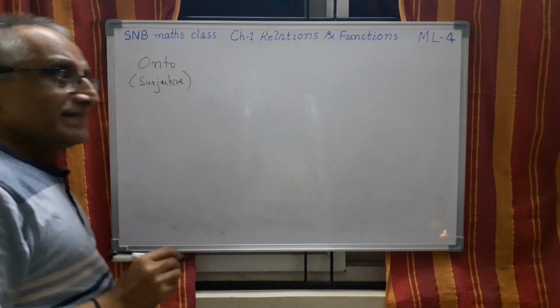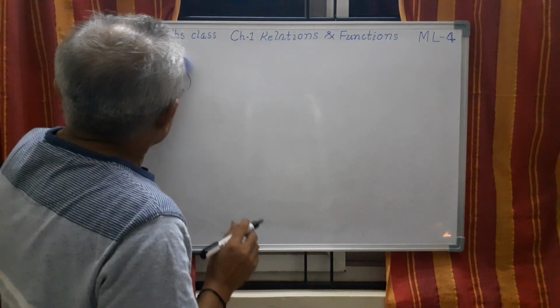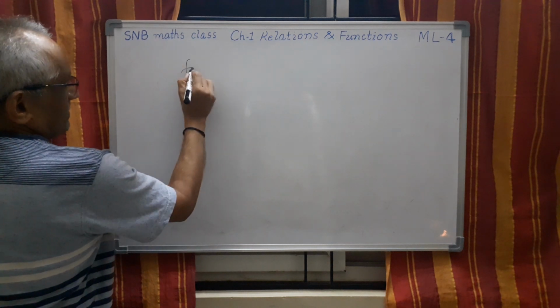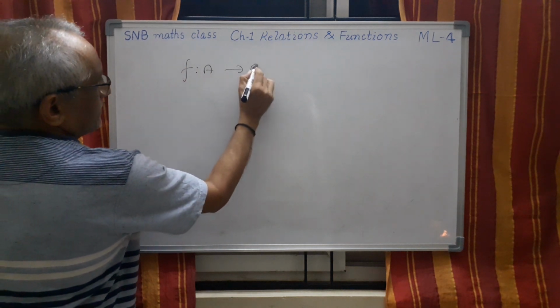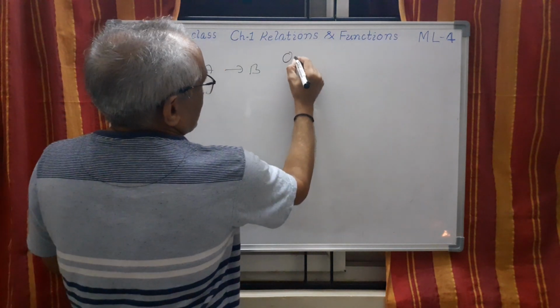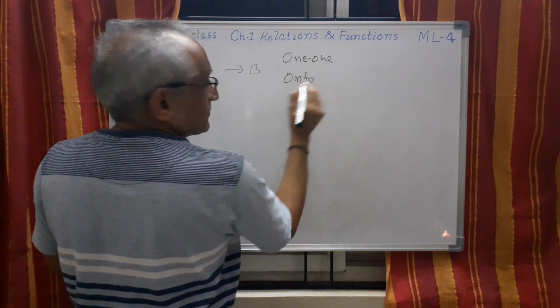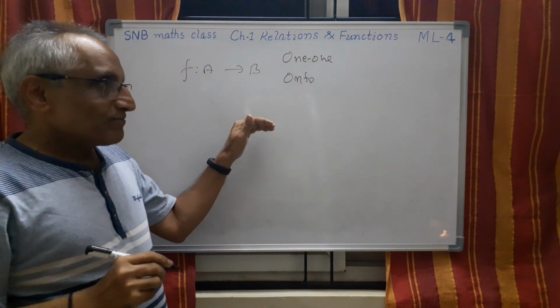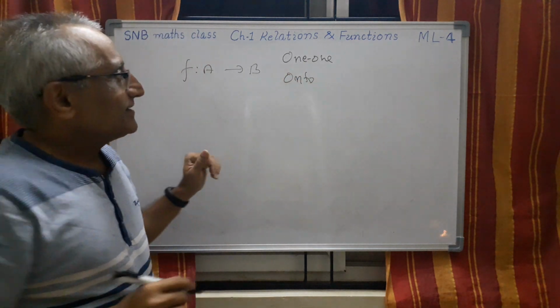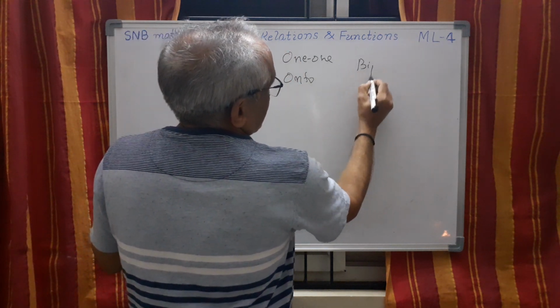Now let me go one step further. Suppose there is a function from A to B. If it is one-one and it is onto also, this function is called a bijective function.